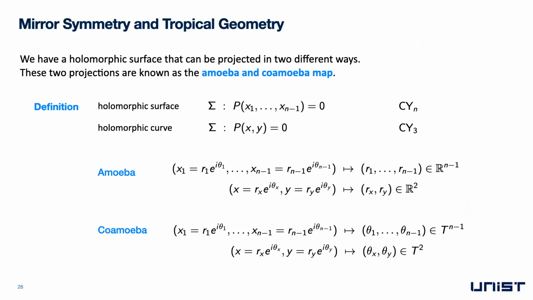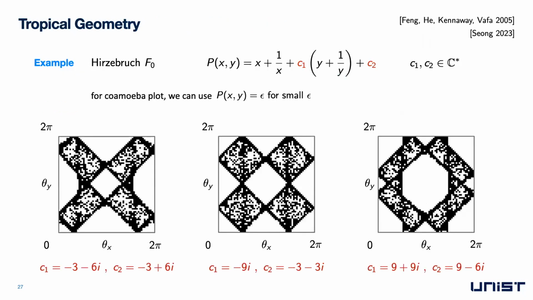Interestingly enough, when the polynomial is equal to 0, this polynomial determines a holomorphic surface or a curve, depending on the dimension. And this surface or curve can be projected using tropical geometry either to the amoeba or the co-amoeba. If you project it to the co-amoeba, meaning if you project the complex coordinates onto the angular parameters, in the case of toric Calabi-Yau threefolds, you would have 2 angular parameters. The co-amoeba would then be a projection onto a 2-torus, which looks like this.